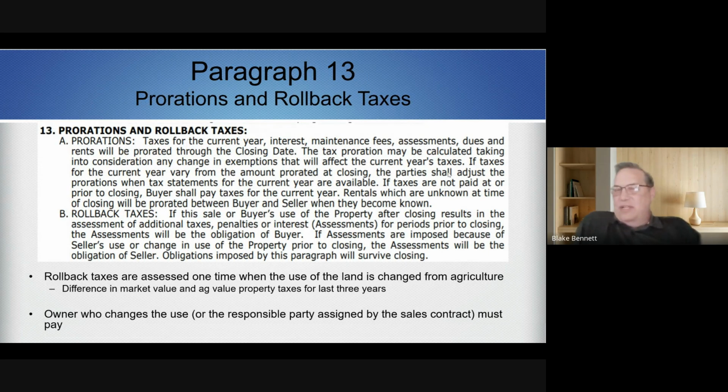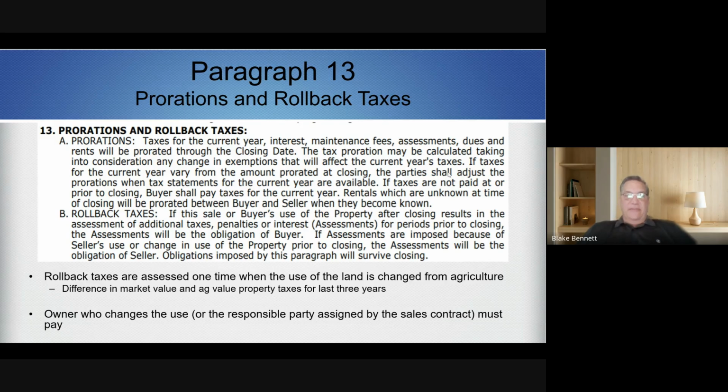Rollback taxes. This is one that's different for farm and ranch. Paragraph 13. This is a big one. If you're engaged in agriculture and you sell the property, and the next buyer does not continue engaging in agricultural use activities, there can be a rollback tax. The rollback tax can be expensive.